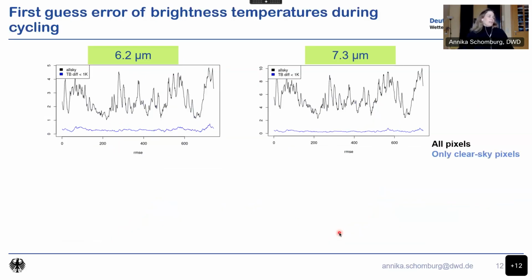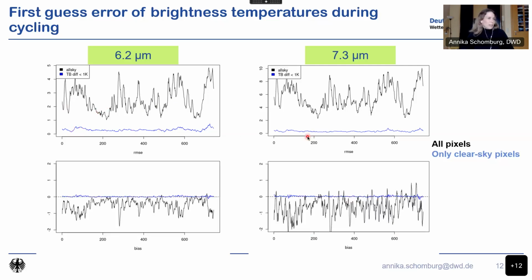Now another evaluation of the assimilation cycle. So this is the RMSE of the first guess cycle, in black the all sky brightness temperatures, and in blue the clear sky, so where the cloud impact is less than 1 Kelvin. And what we see is that for all sky, the errors vary, of course, depending on cloud cover. And for clear sky, they are very low.